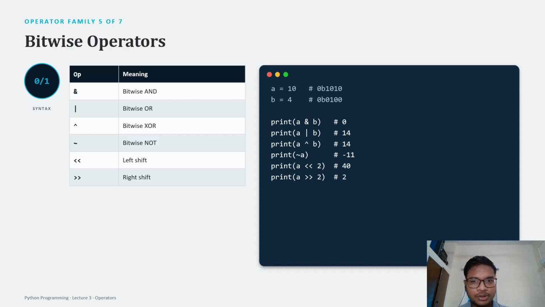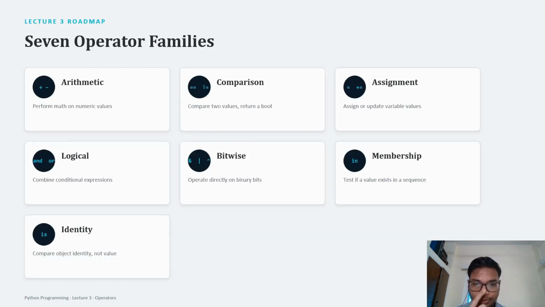So this is all about the bitwise operator. Already I told you the bitwise operator works directly on binary bits. It only deals with binary bits.